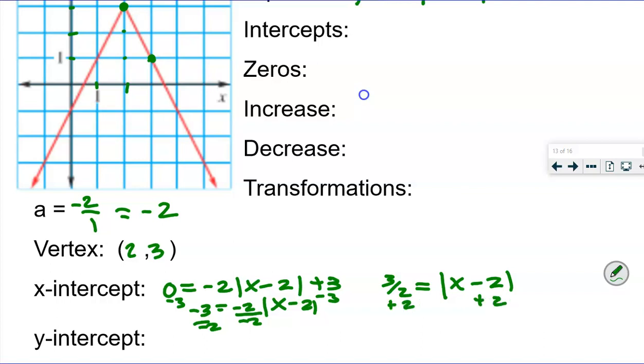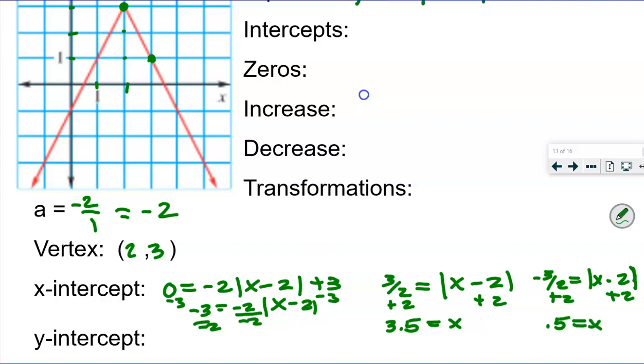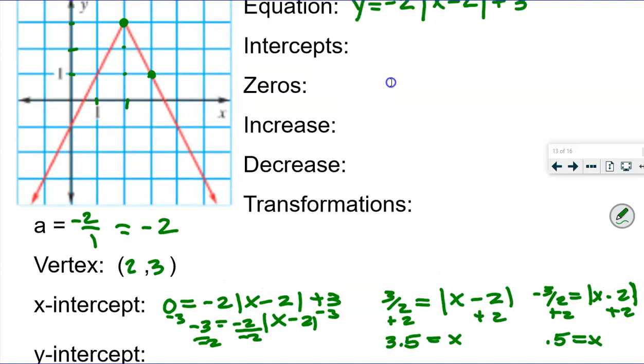So that's going to give me, that's 1.5, so that's going to be 3.5, right? Okay, and then we're also going to solve for the -3/2, okay? So that's going to be, again, the absolute value of x minus 2. So I'm going to add 2 again. So remember, -3/2 is -1.5, so that's going to be 0.5 is equal to x as well. So those are our intercepts.